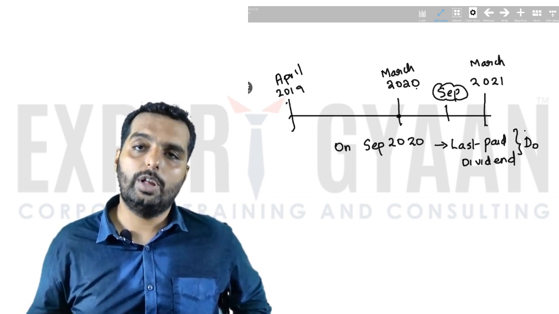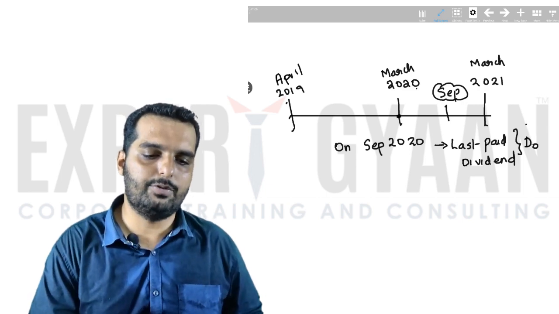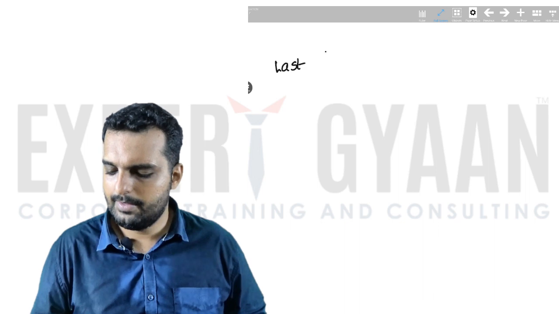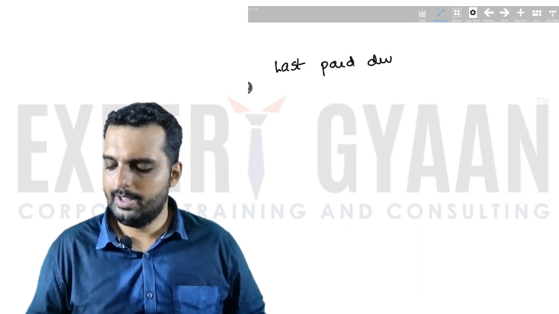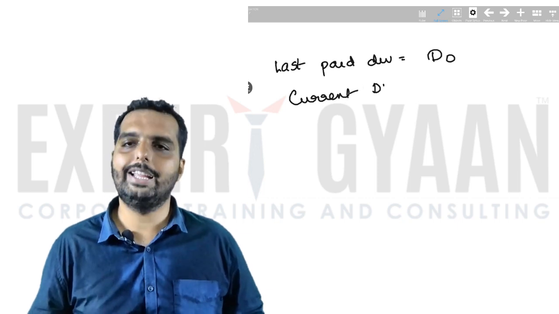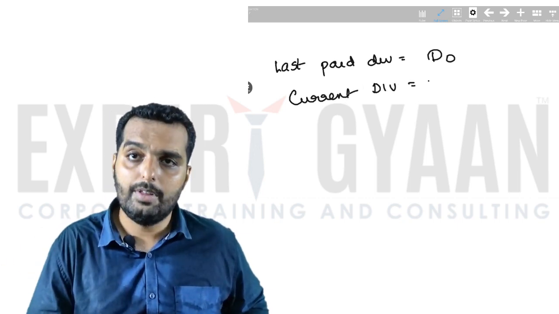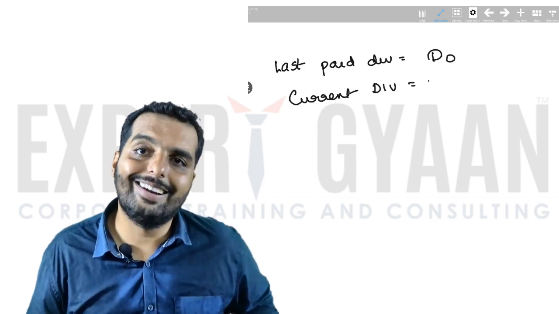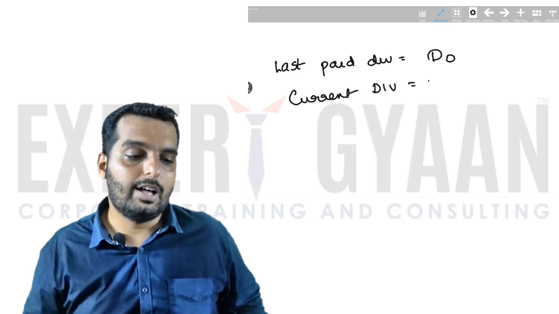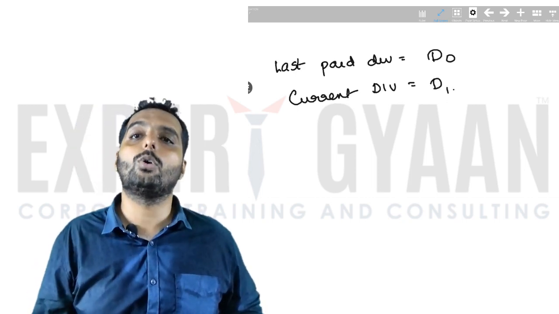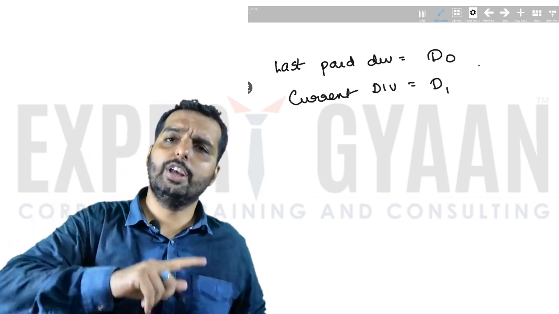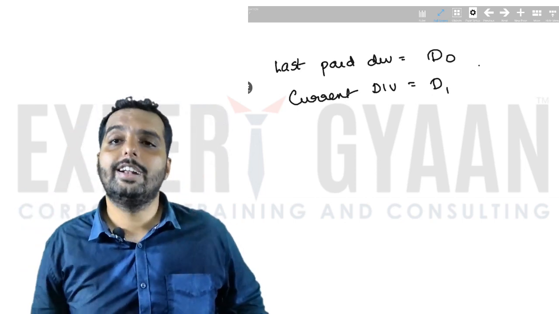Suppose I want to know, if I'm using the word current dividend. Let me take a fresh page now. If I'm using the word last paid dividend, that is D0. If I'm using the word current dividend, it means the dividend for the current year. Now tell me, when will the dividend for the current year be paid? This dividend will be paid only in the next year. So current dividend would mean nothing but D1, because the meaning is dividend for the current year, which will be paid only in the next year.